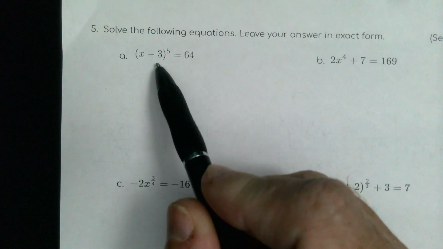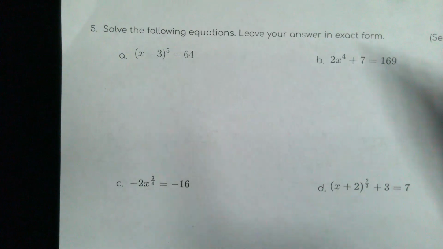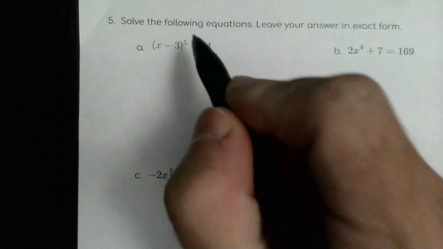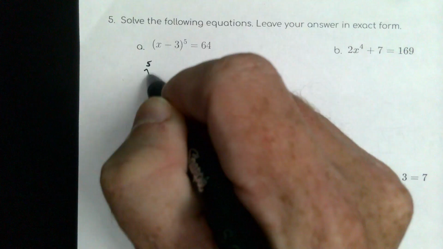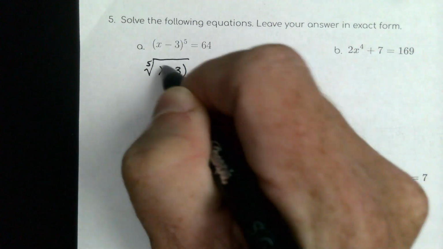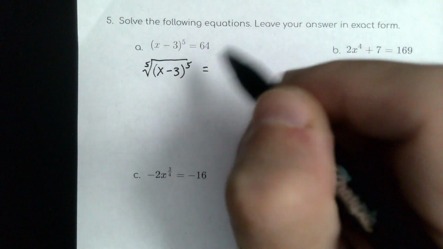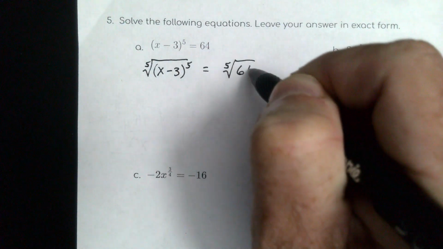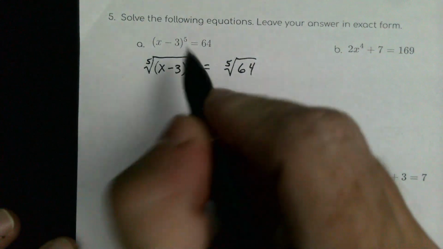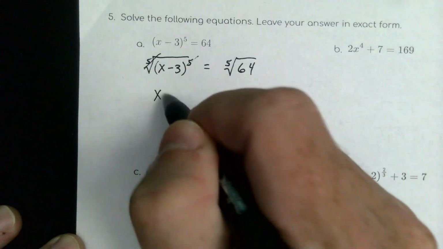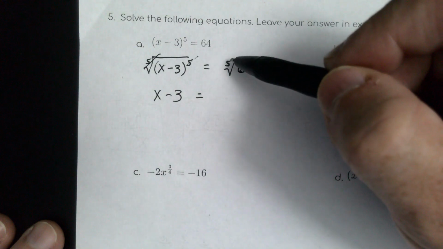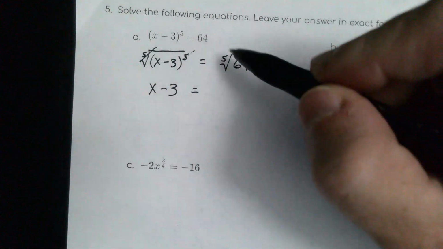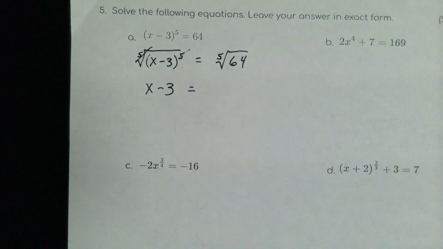We can't add 3 yet. It's in parentheses. We have to get rid of that 5. So you could multiply to the 1/5 power, or we could just take the 5th root of this side, and whatever you do on the left, you need to do on the right. That cancels out that power of 5, leaving us with an x minus 3. Remember, the index matters here. Odd index, 1 answer. So we're just not going to have that plus minus. I'm going to see if that is a perfect 5th root.